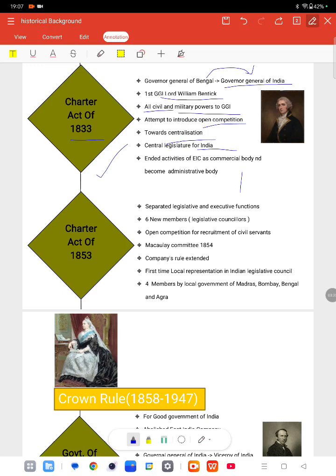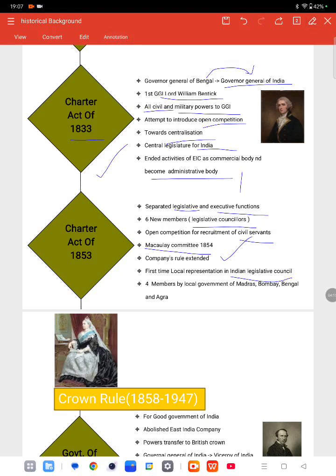Now they ended the activities of the East India Company as a commercial body, and it became an administrative body here. So if we consider the Charter Act of 1853, after that it separated the legislative and executive functions. So they had 6 members as legislative councillors, open competition for recruitment of civil servants, and the Macaulay Committee comes into the picture in the year 1854. Now the company's rule was extended here. First time local representation in the Indian Legislative Council, 4 members by the local governments of Madras, Bombay, Bengal and Agra.